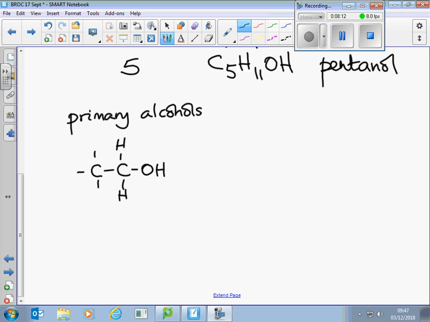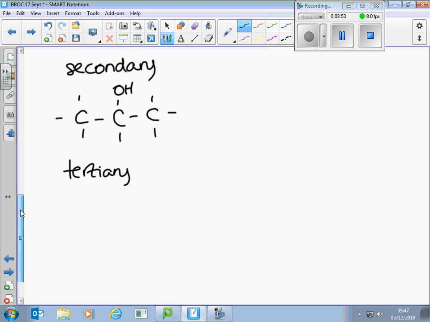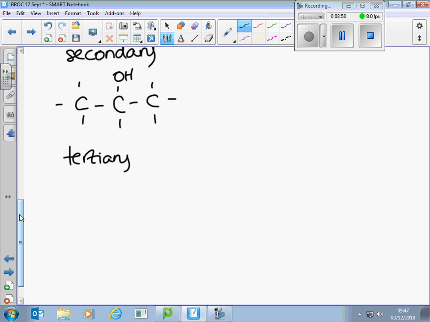A secondary alcohol would be if your carbon with the OH on it was joined to two other carbons. And they can be joined to anything you like, hydrogens or other carbons. I need to introduce a way of describing these groups in a minute. And then a tertiary alcohol would be where our OH carbon is actually attached to three other carbons, like that. And then what's joined onto them doesn't really matter.